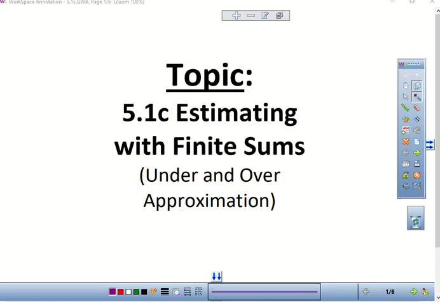Alright, so today we're going to be doing 5.1c, which is estimating with finite sums. So we're taking all the skills that we've learned about over the last 2 lessons, and now we're going to kind of analyze them with a vocabulary aspect. You'll see.